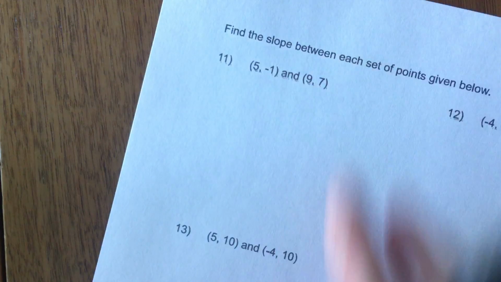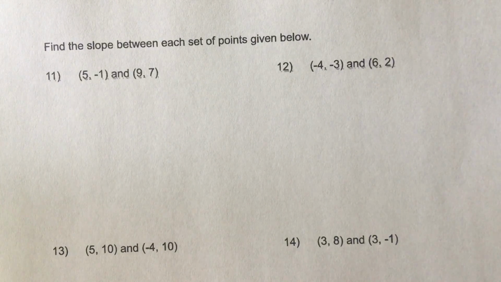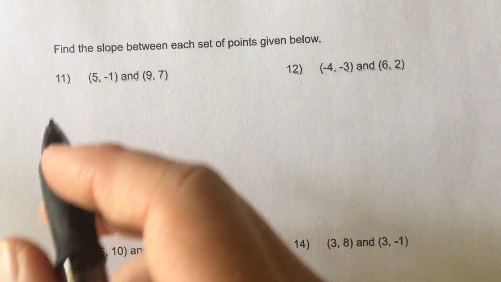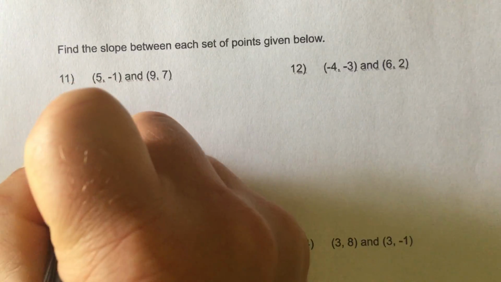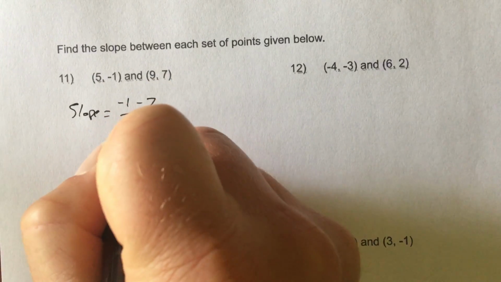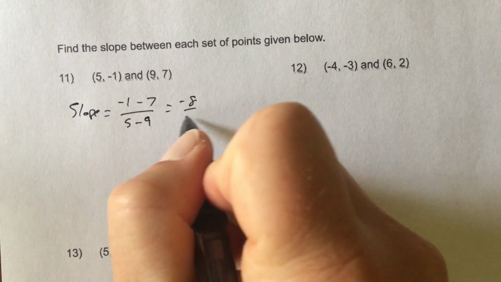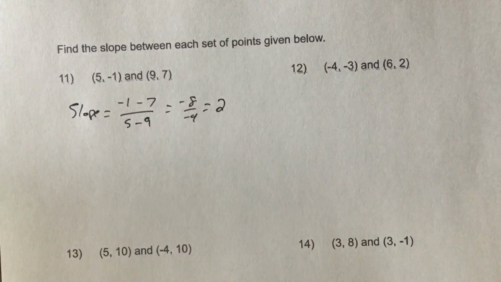Then we wanted to find the slope between sets of points. And we said the other day that you could plot these if you want on a graph and then do it that way. Or you can use a slope formula. So the slope formula would be y minus y over x minus x. And so this would give us -8 over -4, which is 2.